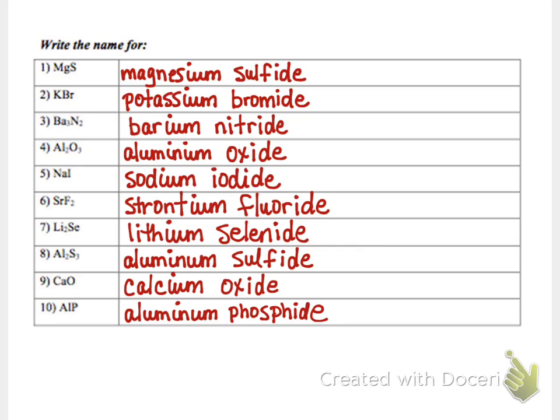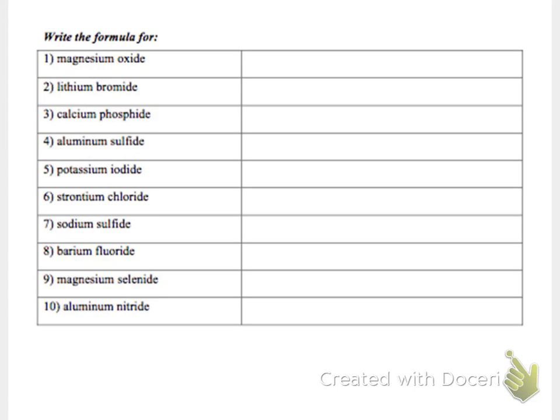Okay, so moving on to formulas. Again, stop, go through. There isn't a whole lot of room here, so you might want to use some scrap paper, but make sure that you first write the ions and then put them together to make the formula. It's okay to write it twice. You don't have to do it all in your head, and if you need scratch paper, then use it.